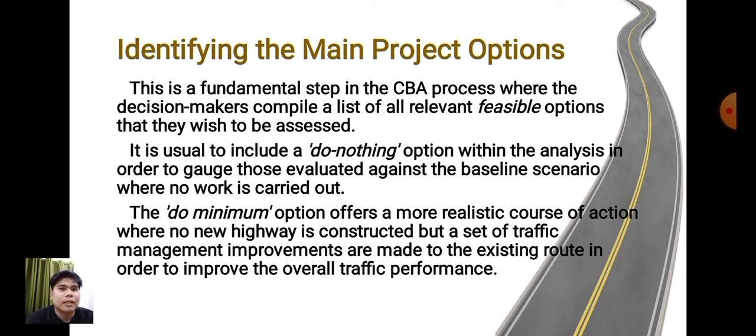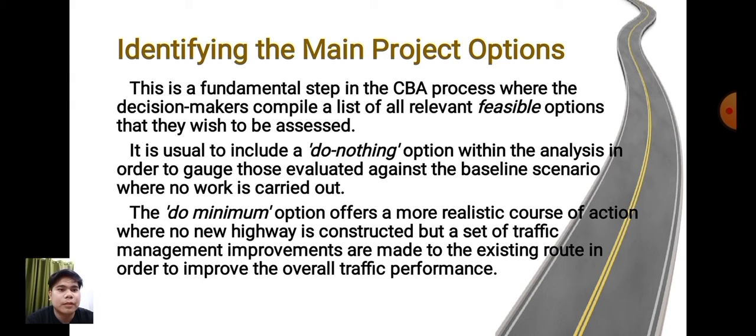Identifying the main project options. This is a fundamental step in the CBA process where the decision makers compile a list of all relevant feasible options that they wish to be assessed. It is usual to include a do-nothing option within the analysis in order to evaluate against the baseline scenario where no work is carried out.